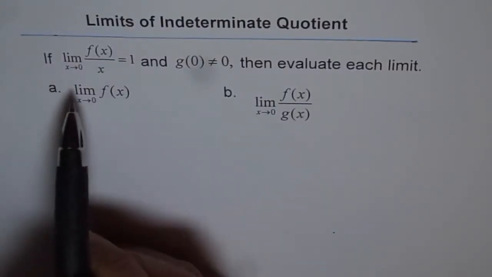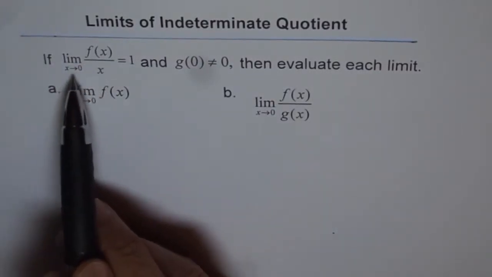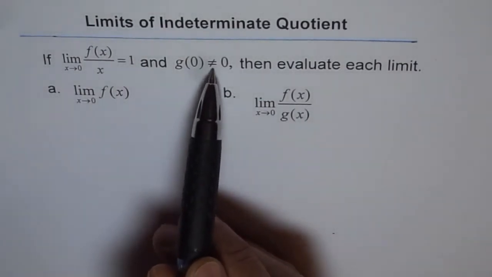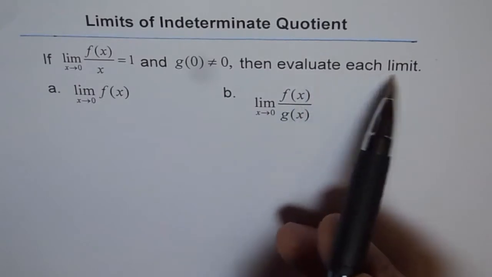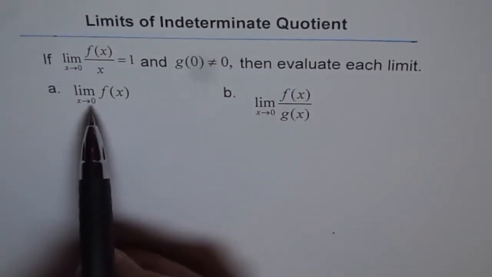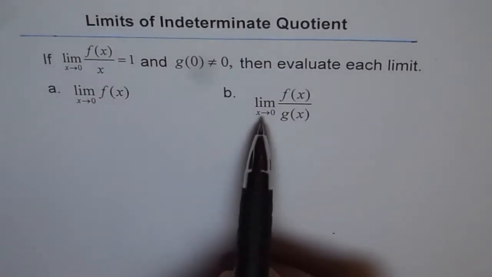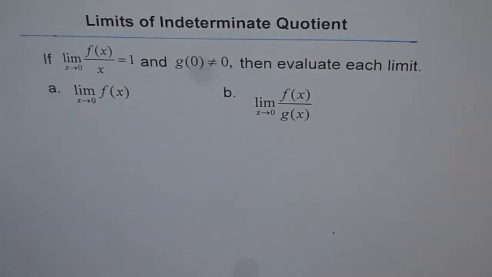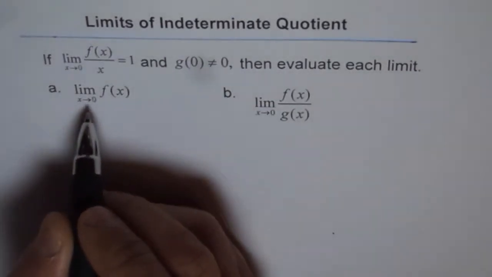If the limit of f(x)/x as x approaches 0 is 1 and g(0) is not equal to 0, then evaluate each limit. The first one is the limit of f(x) as x approaches 0. And part B is the limit of f(x)/g(x). Now, let's do part A.